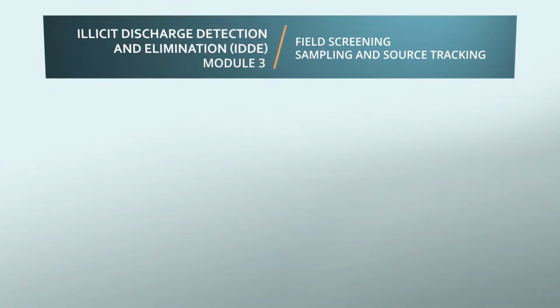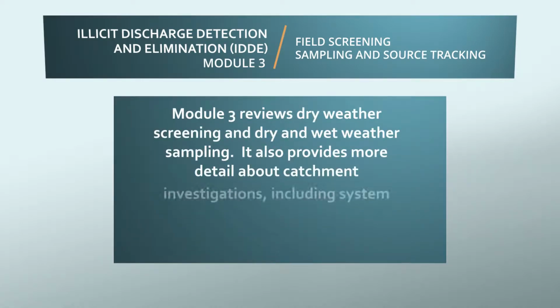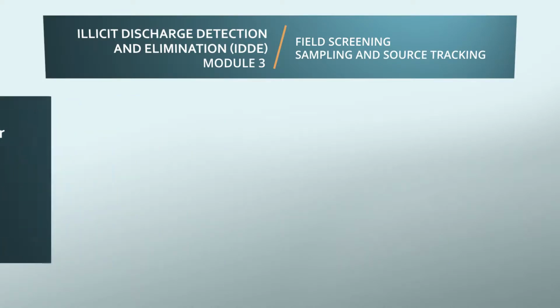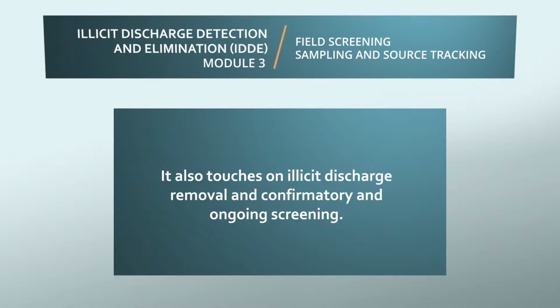IDDE, Module 3. Module 3 reviews dry weather screening and dry and wet weather sampling. It also provides more detail about catchment investigations, including system vulnerability factors, manhole inspections, and source isolation and confirmation. It also touches on illicit discharge removal and confirmatory and ongoing screening.